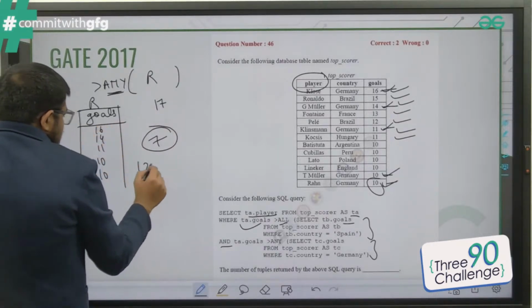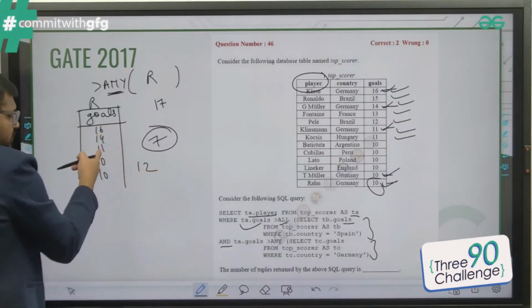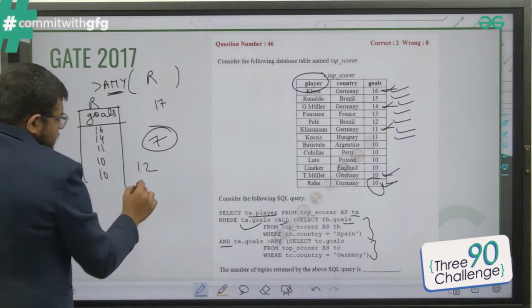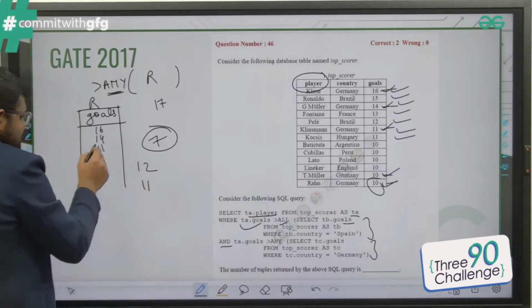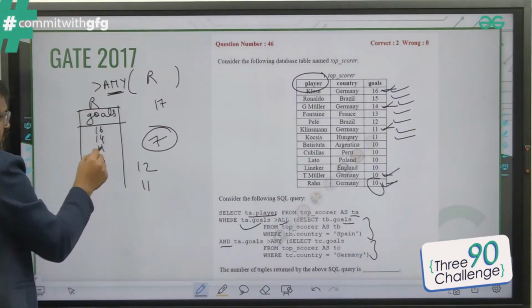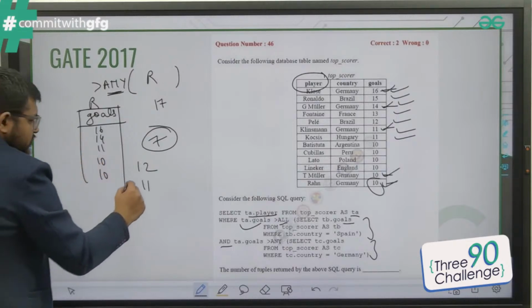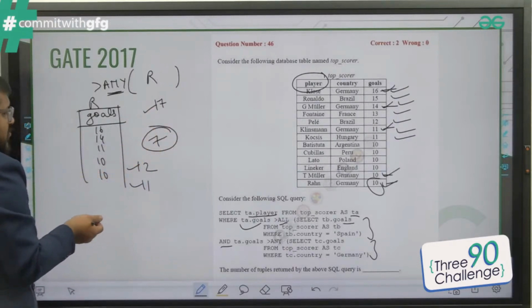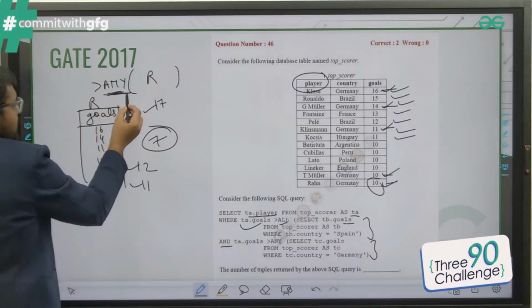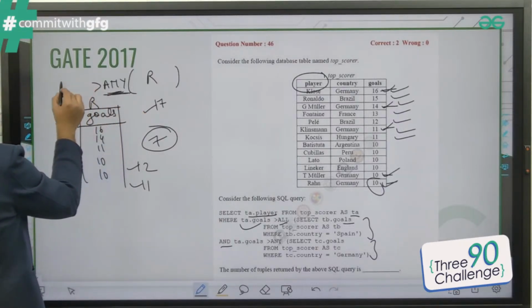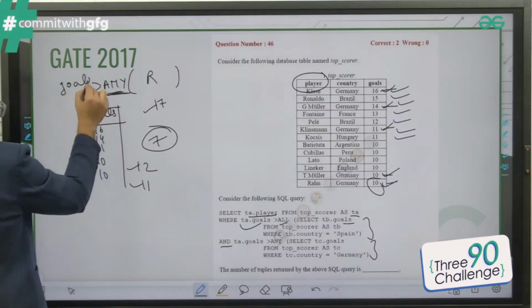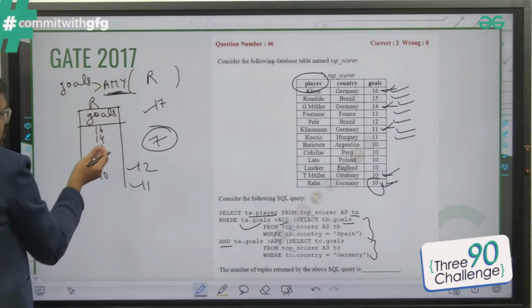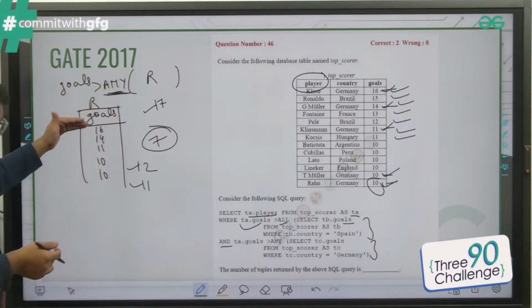Someone's score is 12, it is less than 16 and 14 but greater than 11 and 10. Someone's score is 11, it is less than or equal to 16, 14 and 11 but greater than 10, so we will consider all three of them. For easiness, since it is any, we will get the players' names whose goals is greater than any of these values. Any of these values means either it is greater than 16 or greater than 14 or greater than 11 or greater than 10.